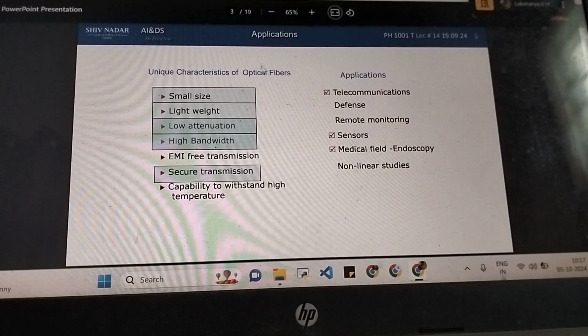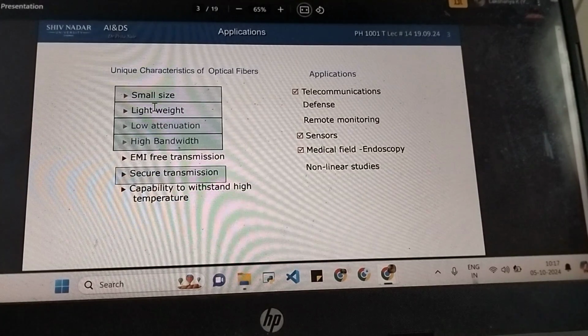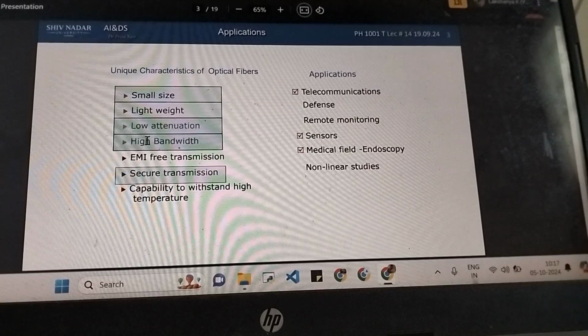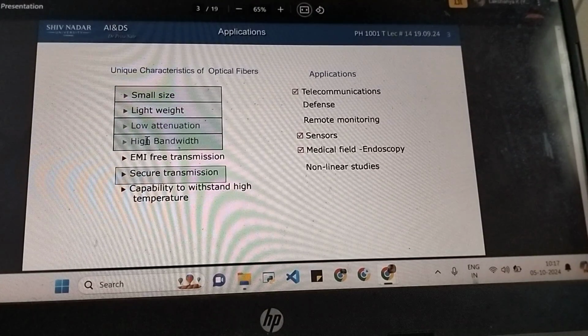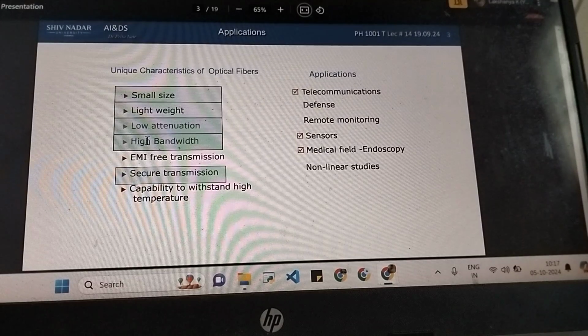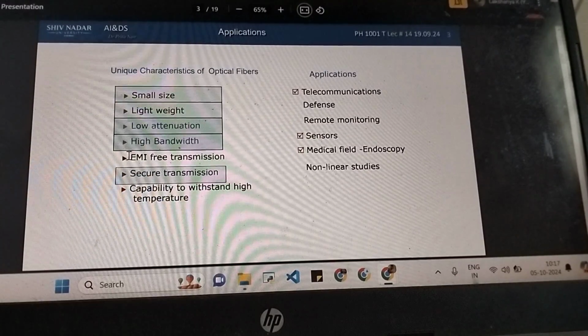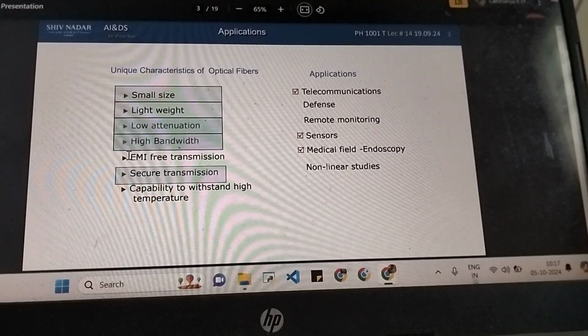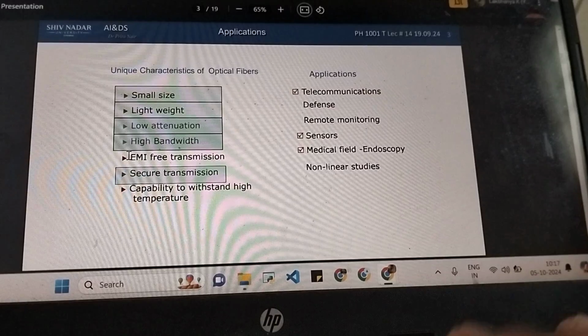So, a quick overview of the characteristics of optical fiber: small size, lightweight, low attenuation, high bandwidth. High bandwidth meaning a large amount of information can be modulated onto a single beam of light. Secure transmission, capability to withstand high temperature, and EMI free, meaning electromagnetic interference free. So neither electricity nor magnetic field is going to affect your fiber optic cable.